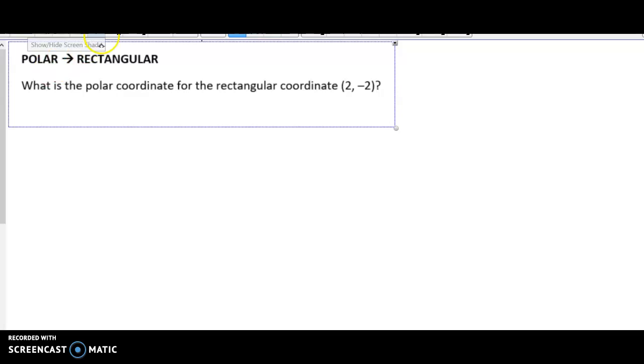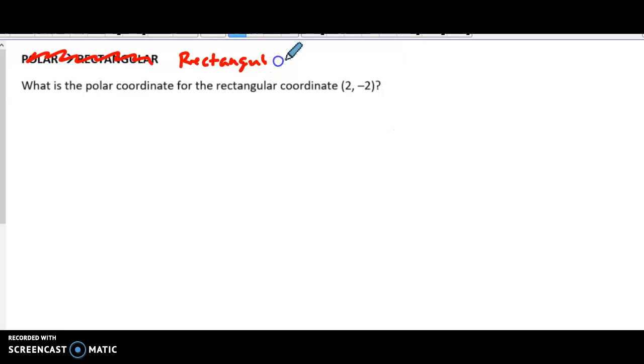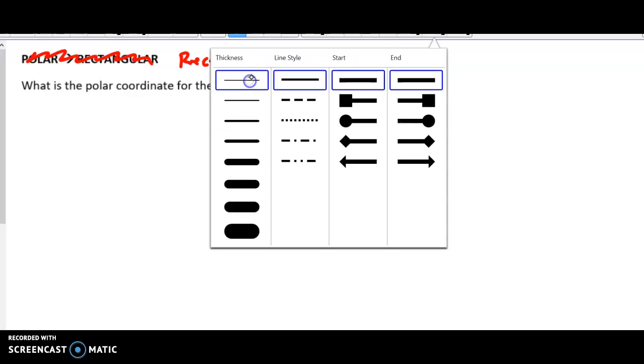Yeah, and I think the heading for this is incorrect. All right, this should read rectangular to polar. Okay. All right. So 2 comma negative 2. Right.